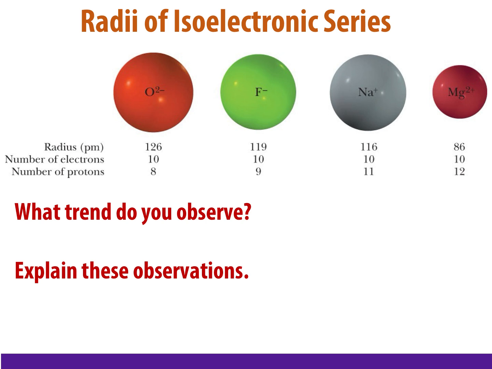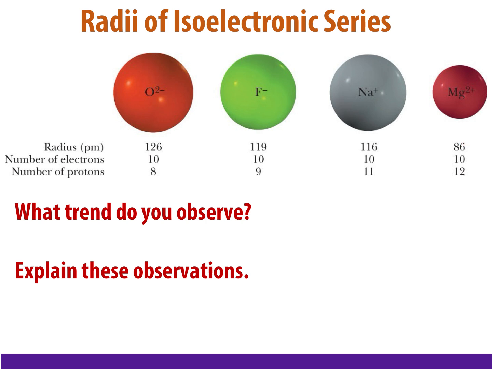Isoelectronic series are a nice case. These are relevant because these are a lot of the common ions we actually work with in the lab, things like Na+, Mg2+, F-. What trend do we observe, and explain the observations? Okay, the trend is pretty straightforward here. O2- is the largest, Mg2+ is the smallest.